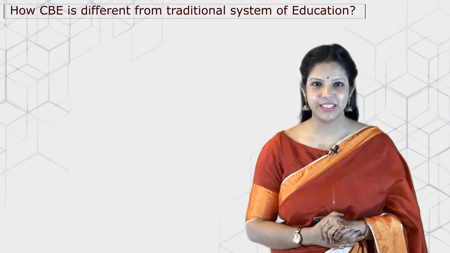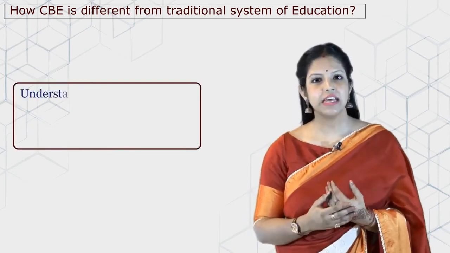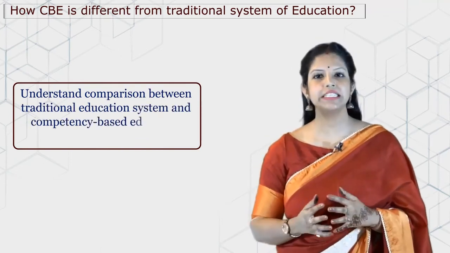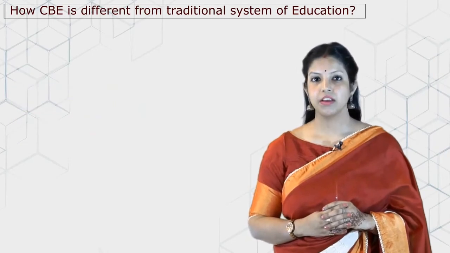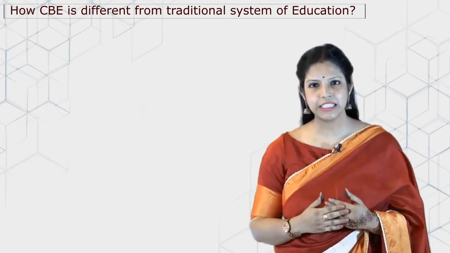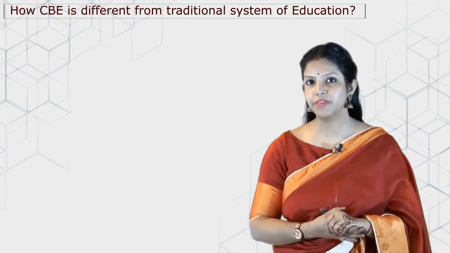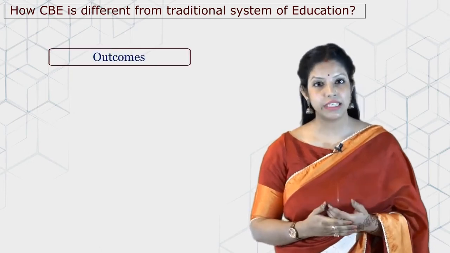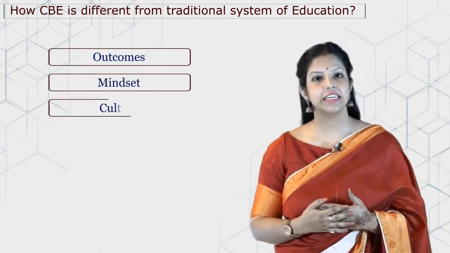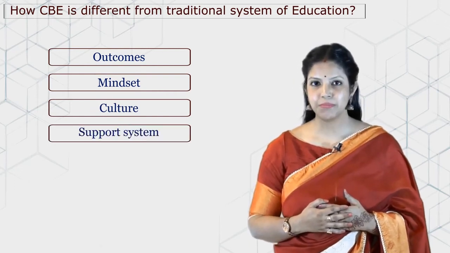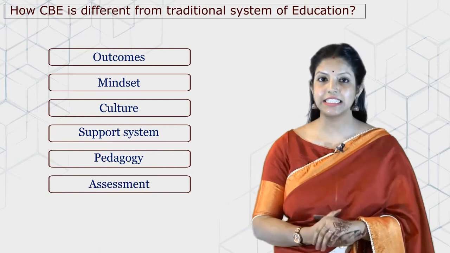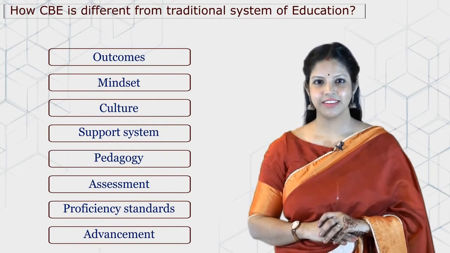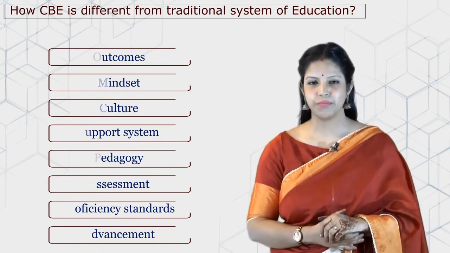Hello, welcome to Part 2. In this topic, we will understand the comparison between the traditional education system and the competency-based education system. There are 8 parameters on the basis of which we will understand the difference between the two systems. These are outcomes, mindset, culture, support system, pedagogy, assessment, proficiency standards, and advancement. Let's discuss them one by one.